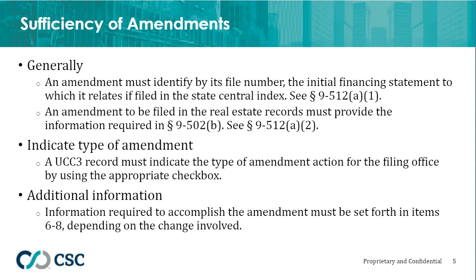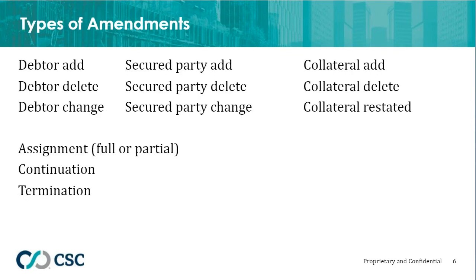Now, there are multiple types of amendments that can be done using the UCC3 record. There are either 12 or 13, depending on how you count them. I tend to think there's 12 because I don't draw a distinction between full or partial assignment. That's not really a filing office issue. That's just to provide additional information for those who search the records. So you can add, delete, or change parties and collateral. There's assignments, continuations, and terminations. Total of 12, maybe 13 if you count full and partial assignments separately.